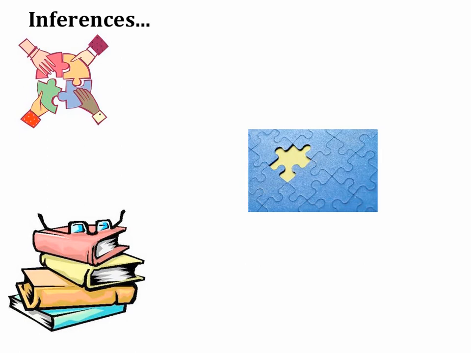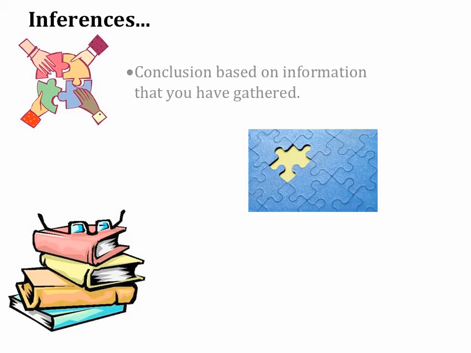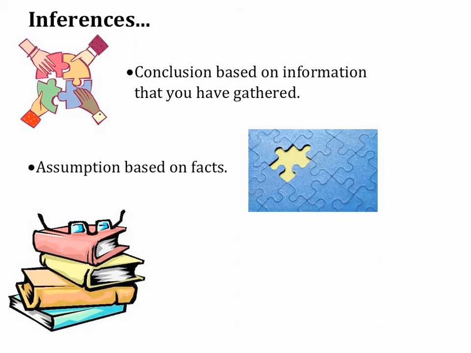Now, what do we do with those observations? Well, from those observations, we can come up with inferences. An inference is a conclusion based on information that you have gathered. You could also define it as an assumption based on fact, or an educated guess based on observations. So all of those are just different definitions for what an inference is.